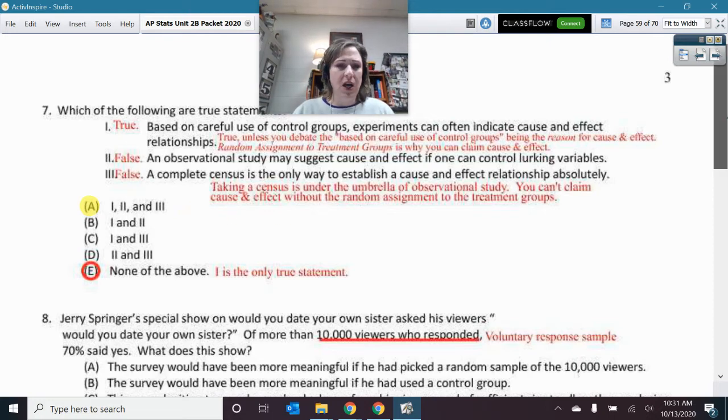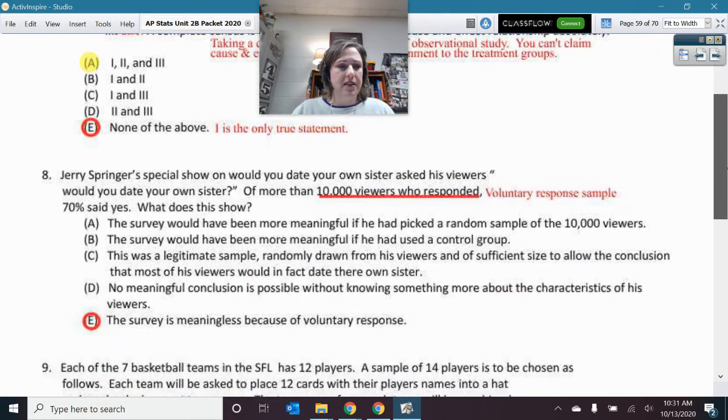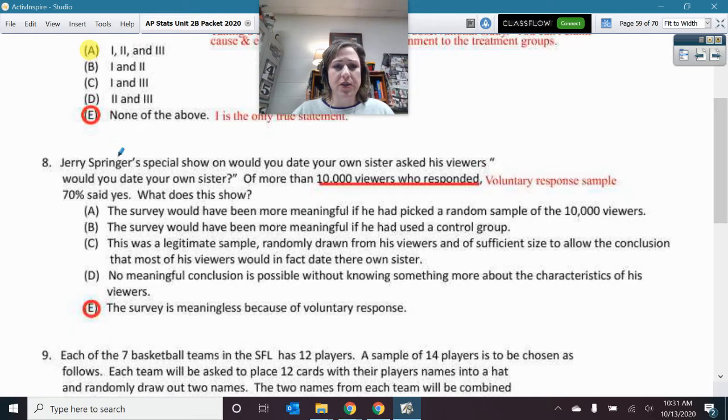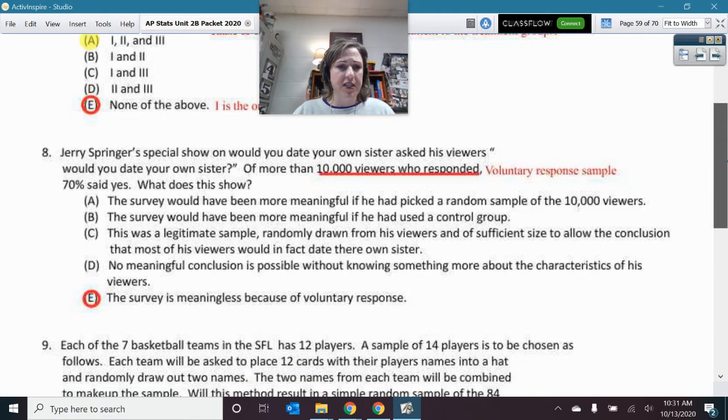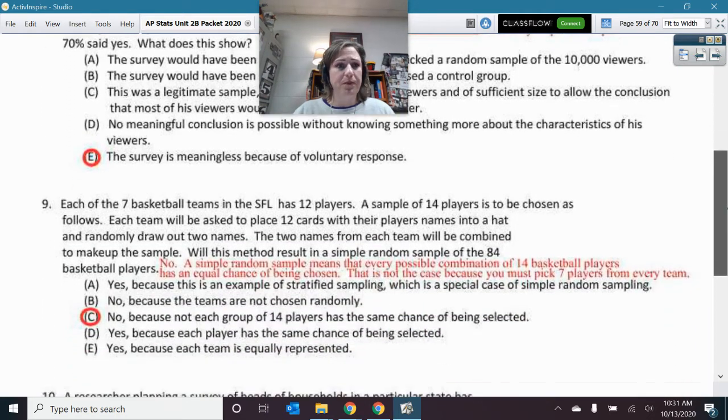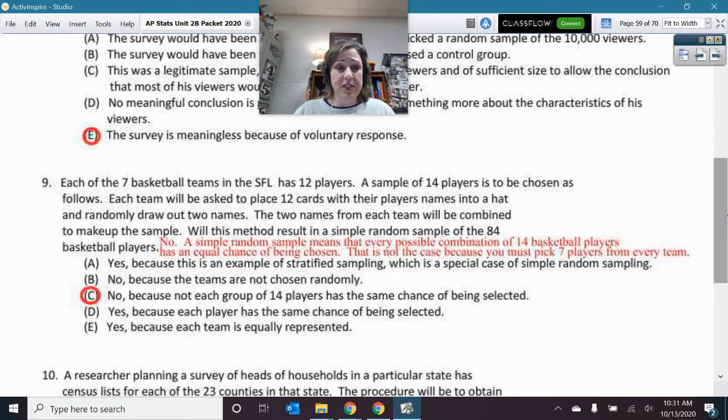Okay. All right. Next, Jerry Springer's special show. We had 10,000 viewers who responded. It was definitely a voluntary response sample. Here, this is interesting, talking about whether this method results in a simple random sample, and that answer is no. With a simple random sample, every possible combination of 14 players would be possible.